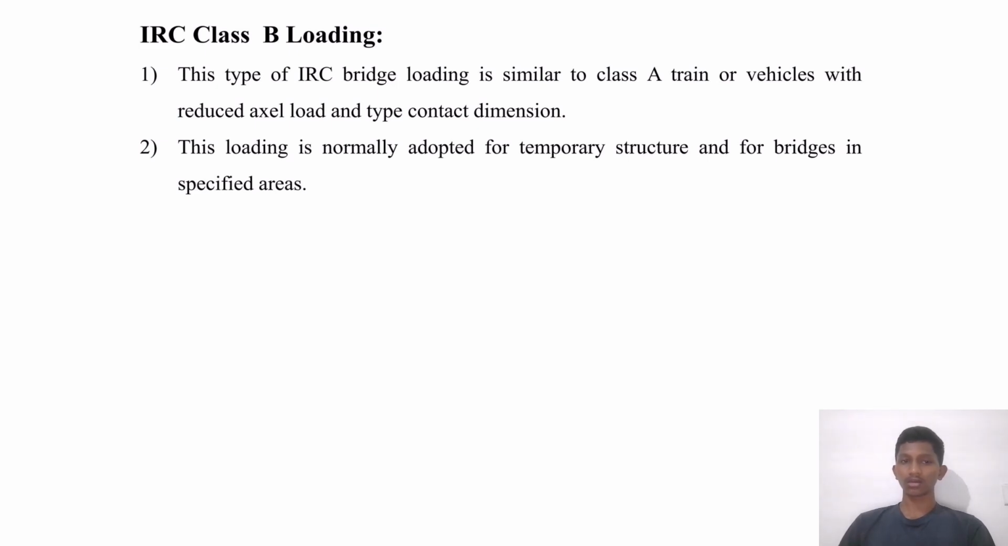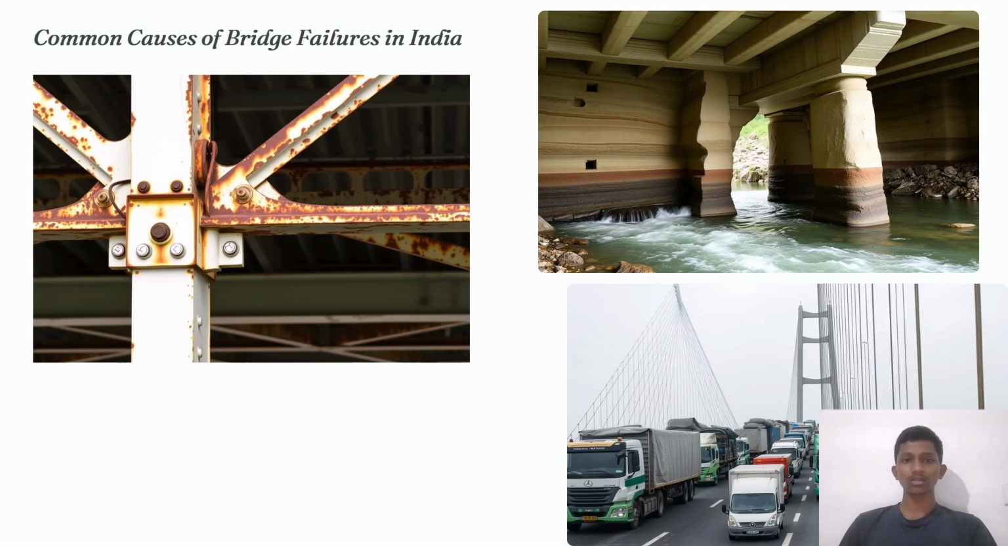And further, talking about the common causes of bridge failures. First one, which is major throughout the world, is corrosion, and mainly seen in steel bridges. Next is wear and tear due to the action of water or wind in some cases. And one of the common causes is failure due to excessive loading.